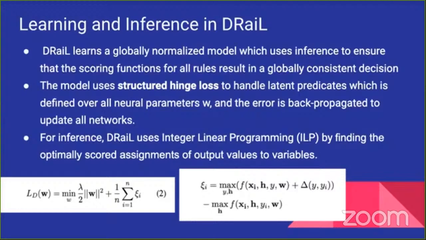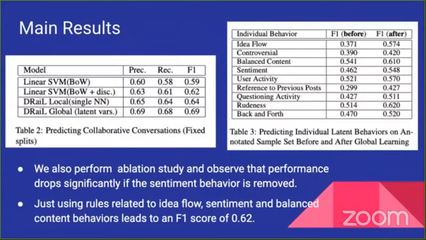For inference, DERAIL uses integer linear programming by finding optimally scored assignments of output values to the variables. Talking about the model evaluation, specific details about experimental setup and dataset can be found in the paper, but the main results are as follows. We compare our DERAIL global model with 3 other models: DERAIL local model and variants of linear SVM model.